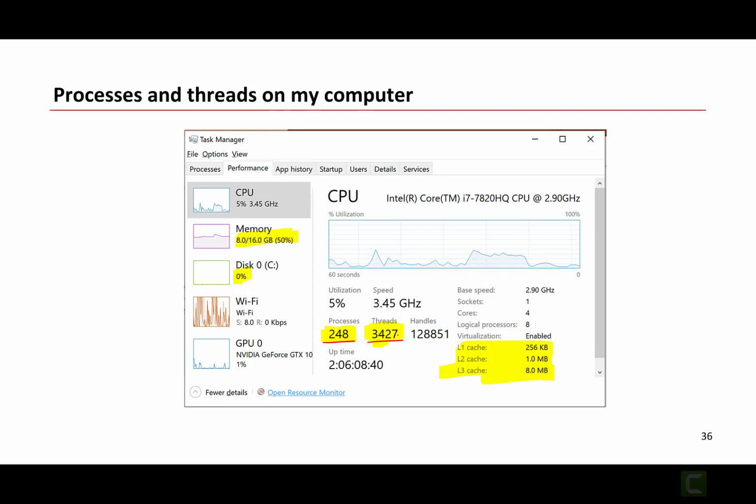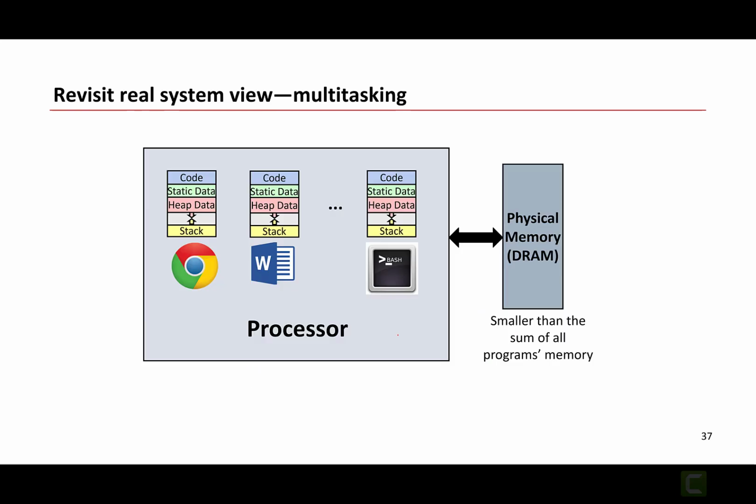Virtual memory allows us to isolate the data that is accessed by one program like Chrome from the data that is accessed by a different program like Windows or a Bash shell, even though they all store the data on the same physical device. So how is this possible?